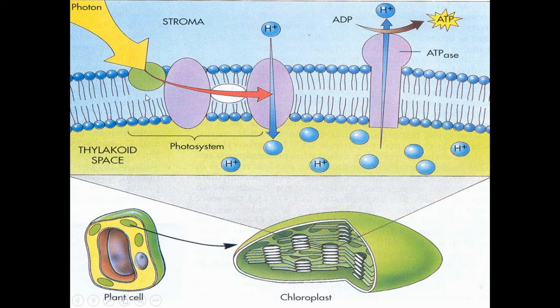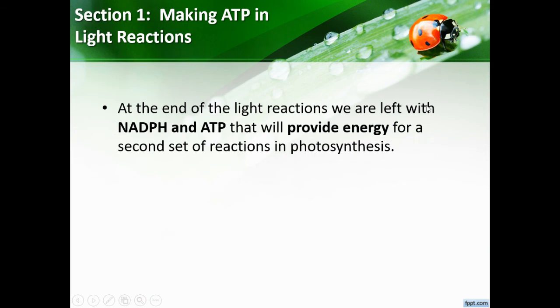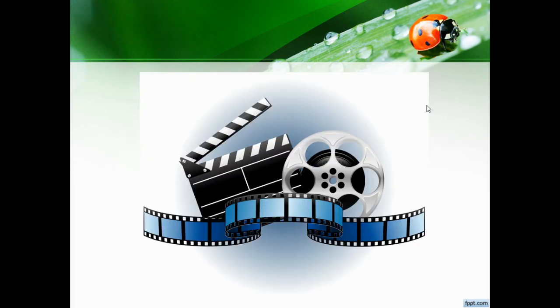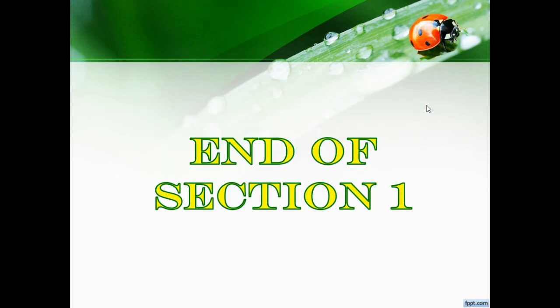So here's light. Photons are light. They come in, buzz up those electrons. They go through the electron acceptor to the chain, and then they get buzzed up again whenever they see light in photosystem 1. At this point, they are pushing H+ ions into the thylakoid space, which is going to in turn push some back out, and you get energy. At the end of the light reactions, we are left with NADPH and ATP that will provide energy for the second set of reactions in photosynthesis. Again, I'm not going to play a video because I don't want to eat up too much of your time, but that is the end of section 1.